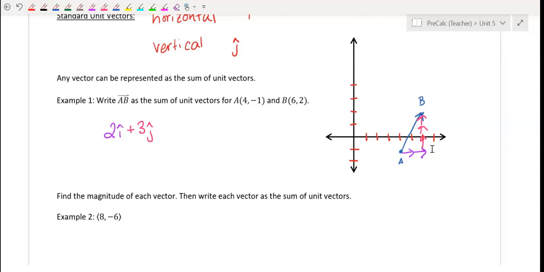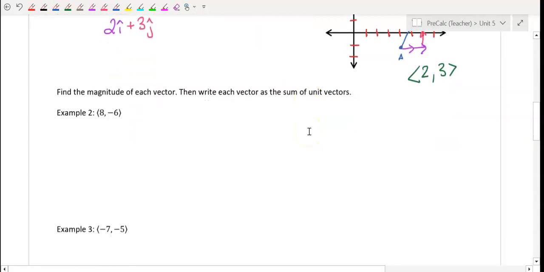We would have taken this previously and gotten component form, going, okay, we go right 2 and up 3, so we would have written this in component form as (2, 3). This is exactly the same thing. It's taking your component form, and instead of writing it like that, you just write 2i plus 3j. If it was -3, then it would be 2i minus 3j. That's how you do that as a sum of unit vectors. Because remember, sum means addition. So we're just adding up our horizontal and our vertical vectors to get what our component form would be.